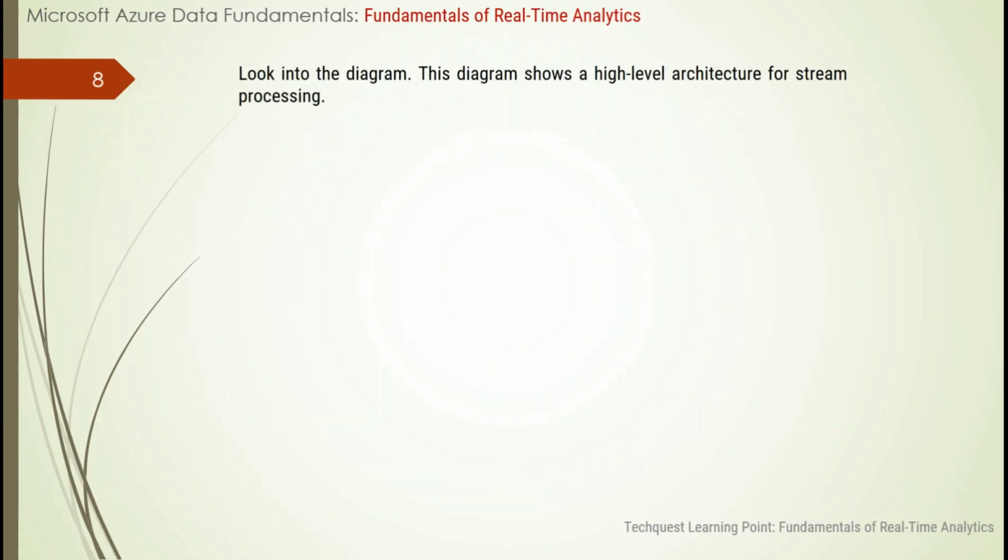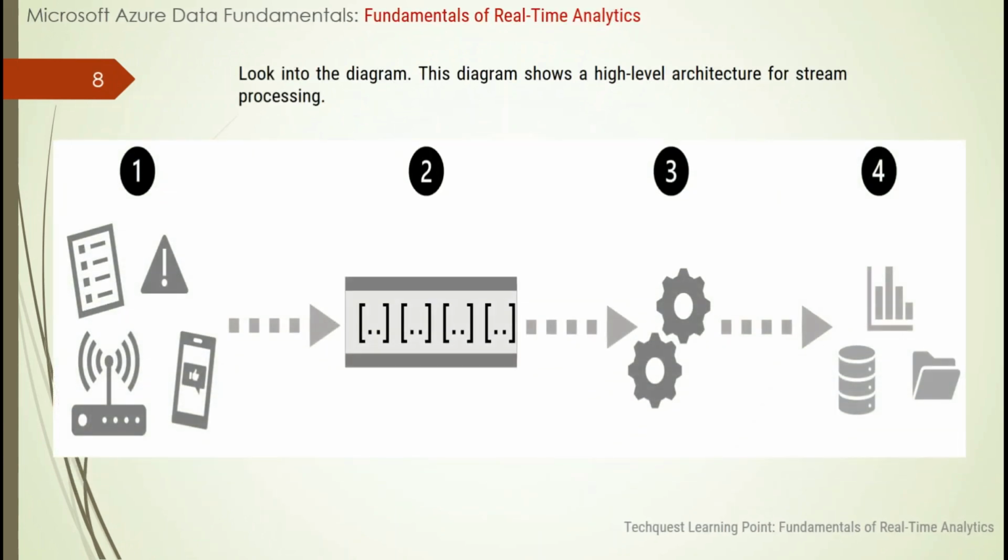There are many technologies that you can use to implement a stream processing solution, but while specific implementation details may vary, there are common elements to most streaming architectures. Look at the diagram. This diagram shows a high-level architecture for stream processing. Number 1. An event generates some data. This might be a reading being emitted by a sensor, a social media message being posted, a log file entry being written, or any other occurrence that results in some digital data.